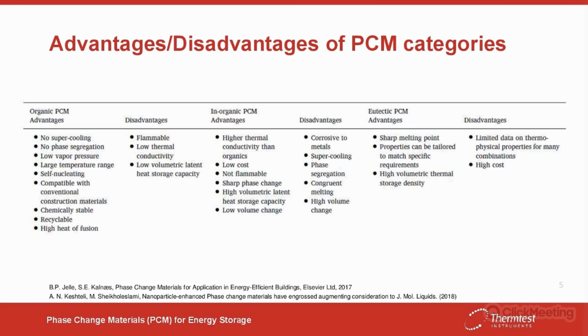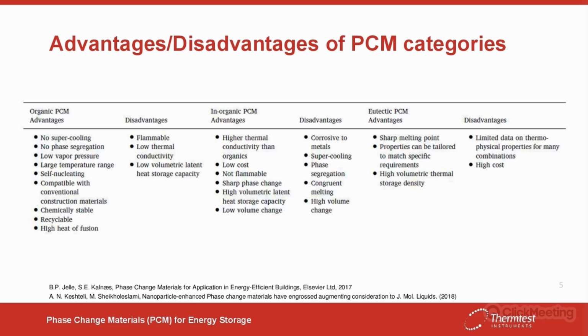But all these phase change materials, depending on the category they belong to, have some advantages and disadvantages. The organic ones have the advantage that they have a very large temperature range, they have low vapor pressure, they are chemically stable and recyclable, but in most cases they are flammable. They have low thermal conductivity, which is not good, and they have low volumetric latent heat storage capacity.